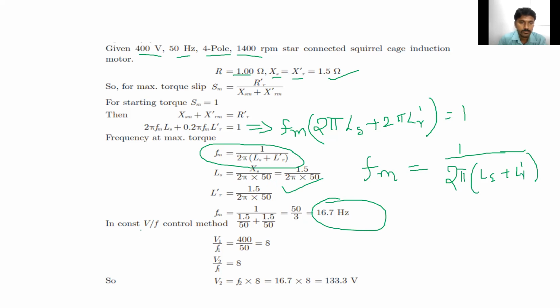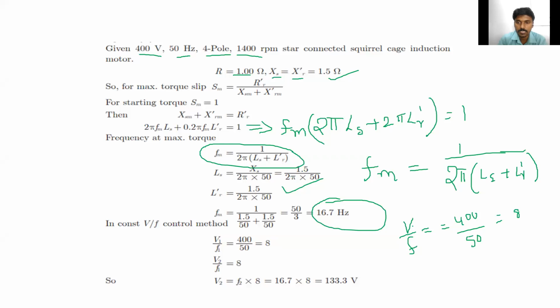So next, in constant V by F control method, V by F is equal to 400 by 50. Constant V by F means voltage upon by frequency is equal to constant. So that is equal to voltage 400 upon by F 50 hertz, that is equal to 8. So constant V by F, so voltage changes.